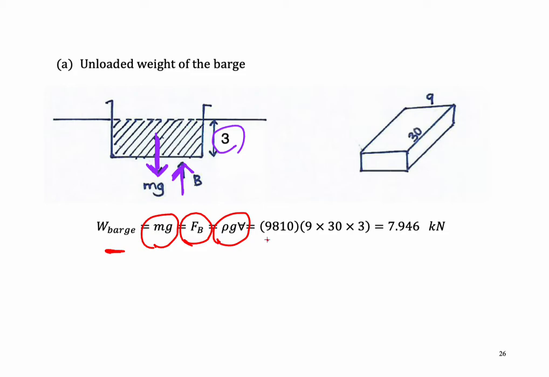So we substitute the rho and g here, 9,810, and this is the volume of the submerged area, because the depth here is only 3 meters, so we need to calculate the volume of the displaced water. The displaced water is only at this area. So we get it is equal to 7.946 kilonewton. So this is the weight of the barge, because the weight of the barge is in equilibrium with the force of buoyancy.